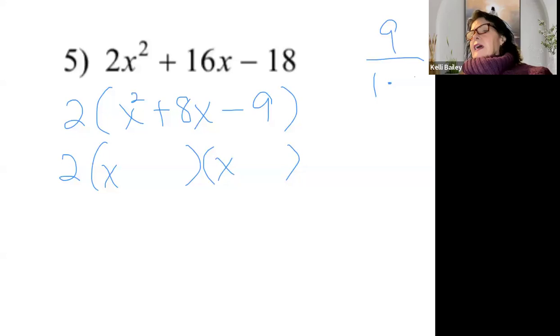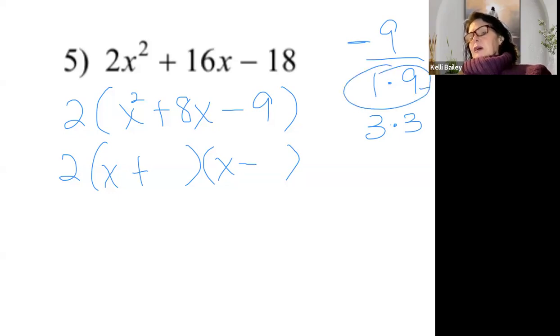1 times 9. Uh-oh, I didn't do my signs yet. Hold on. 3 times 3. Okay. So let me do my signs. So I've got a plus first, and then positive times negative is minus. And this is a minus 9. So that means I'm subtracting my factor pair to be 8. Guess what? There is my winner.